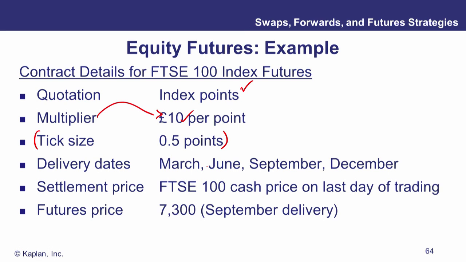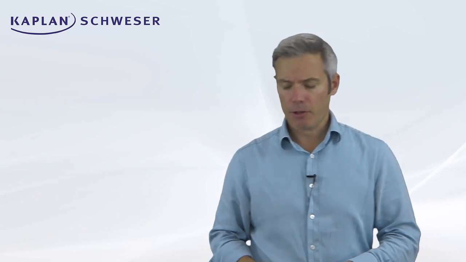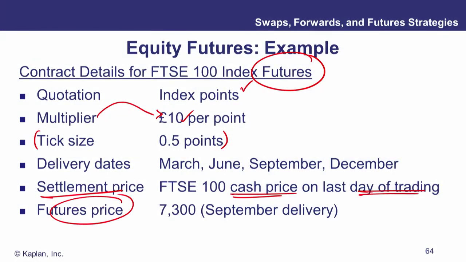Delivery dates, as you'd expect on an exchange-traded contract, are relatively restricted. March, June, September, December, that looks like the next 4 quarter ends. Settlement price is the FTSE 100 cash price on the last day of trading. That's really just following a feature of all futures contracts, and that is convergence with the underlying at delivery. Futures price right now, 7,300, which is crucial for our hedge discussion. The question is, how many contracts do we need to target a particular exposure?